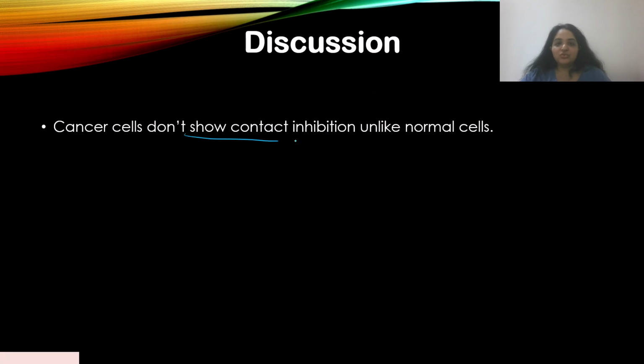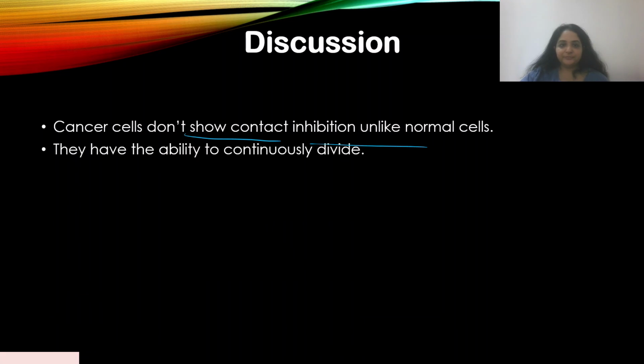So cancer cells don't show contact inhibition unlike normal cells. When normal cells divide, they communicate with each other, right? So there is a certain limit to how much proliferation will happen. The cancer cells don't do that, because obviously mutation has happened, like I previously explained. All these mutations have happened in the genes. Cancer cells just continuously begin to divide, and that contact inhibition is gone. So that's why they don't show contact inhibition unlike normal cells. They have the ability to continuously divide.